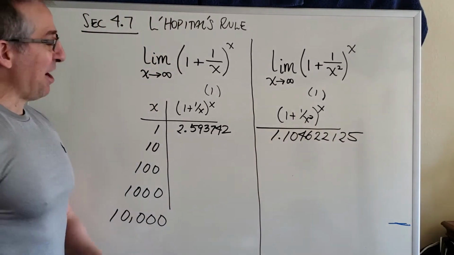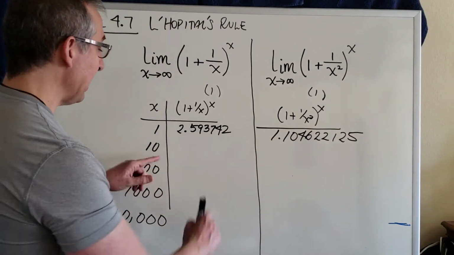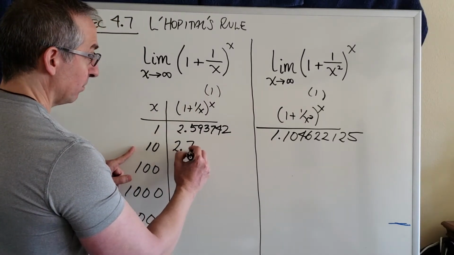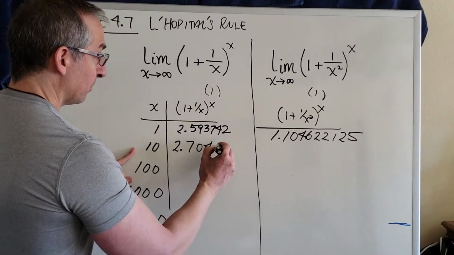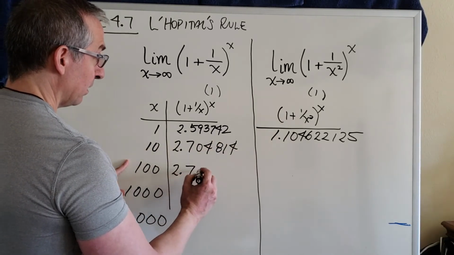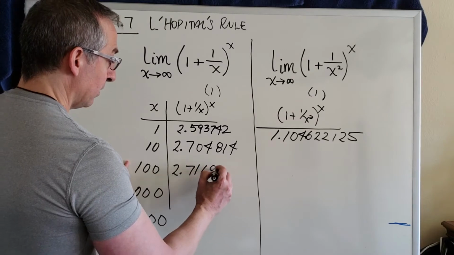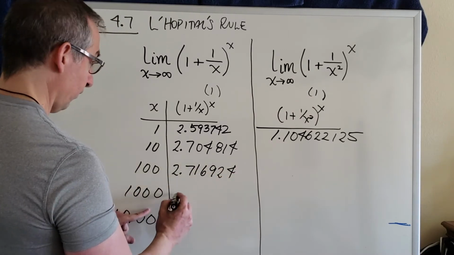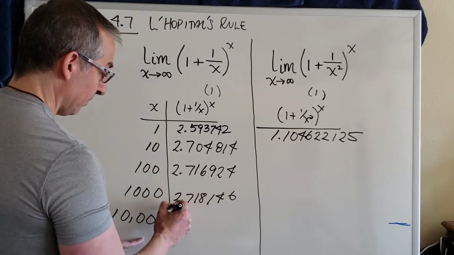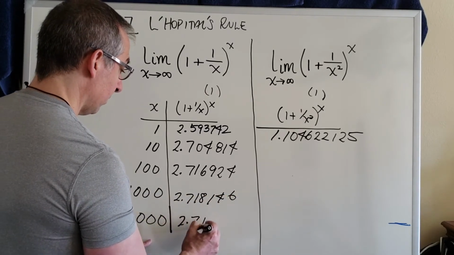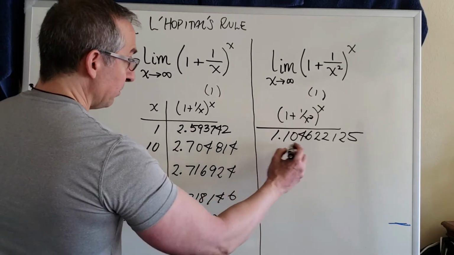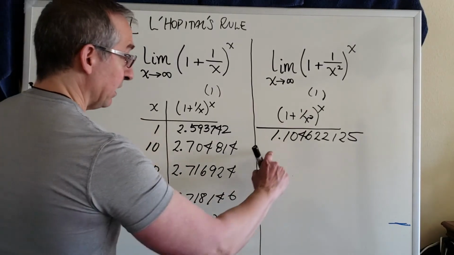Okay, I know I'm using a lot of decimal places, but that's okay, right? Then when x is equal to 10, next number is this. And then over here, similarly, right? So continuing the table over here.